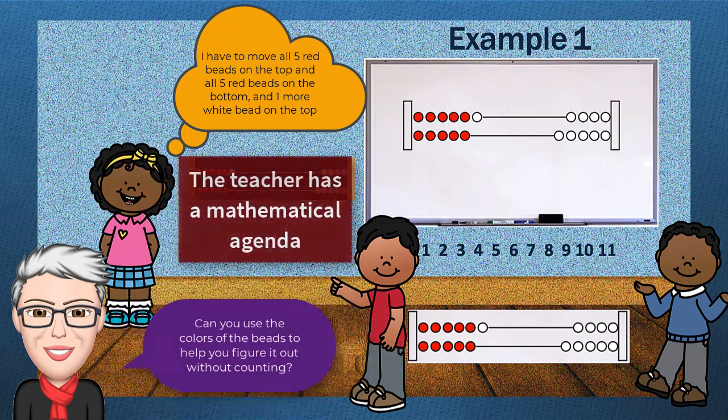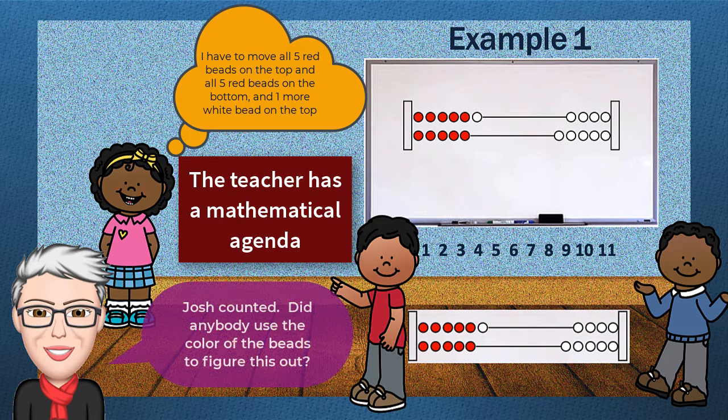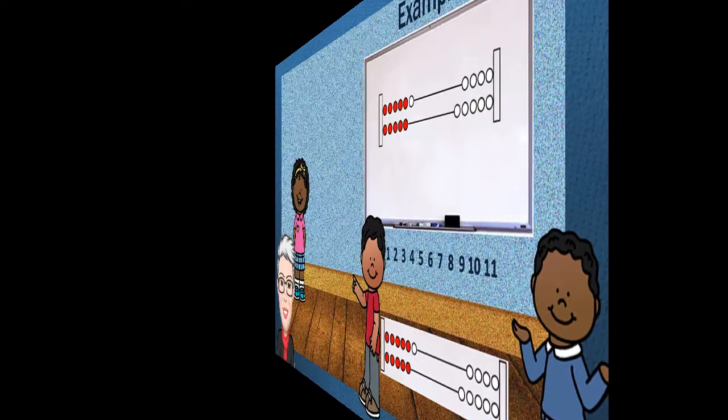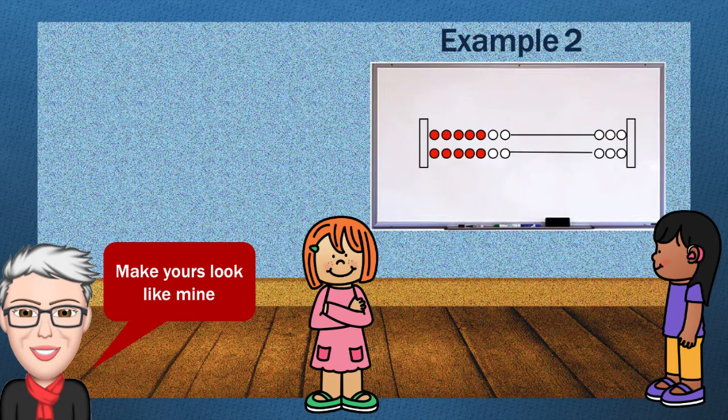After all, the teacher does have a mathematical agenda, and it is her responsibility to advance that agenda. One way to do so is to acknowledge when a child counted, but not devote time to having the child repeat that counting activity for the class. In addition to the example already discussed, consider these examples.